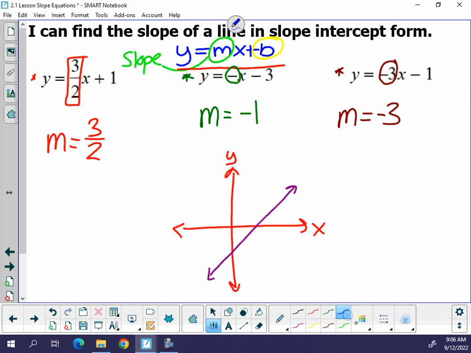And just quickly, I want to point out that any slope that's a positive number is going to be a line that goes up to the right, kind of like the purple one I drew at first. Any slope that is a negative number is going to be a line that goes down to the right. And we will talk more about these when we graph lines and find slopes in the future.